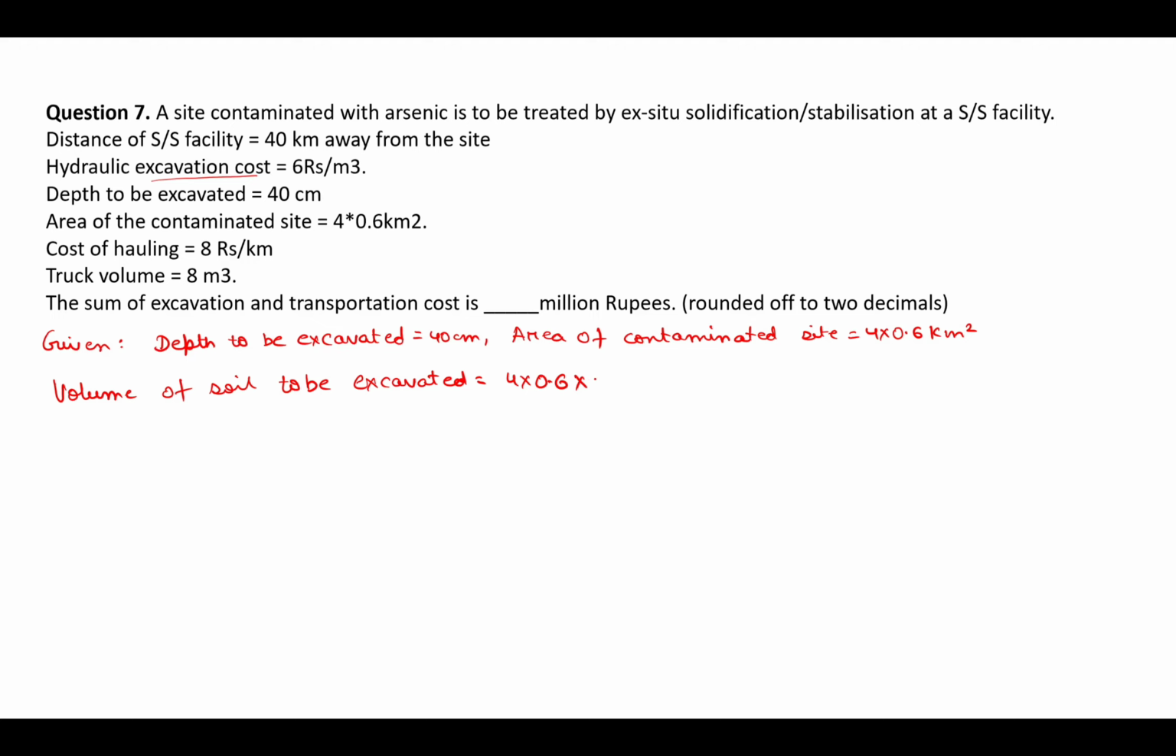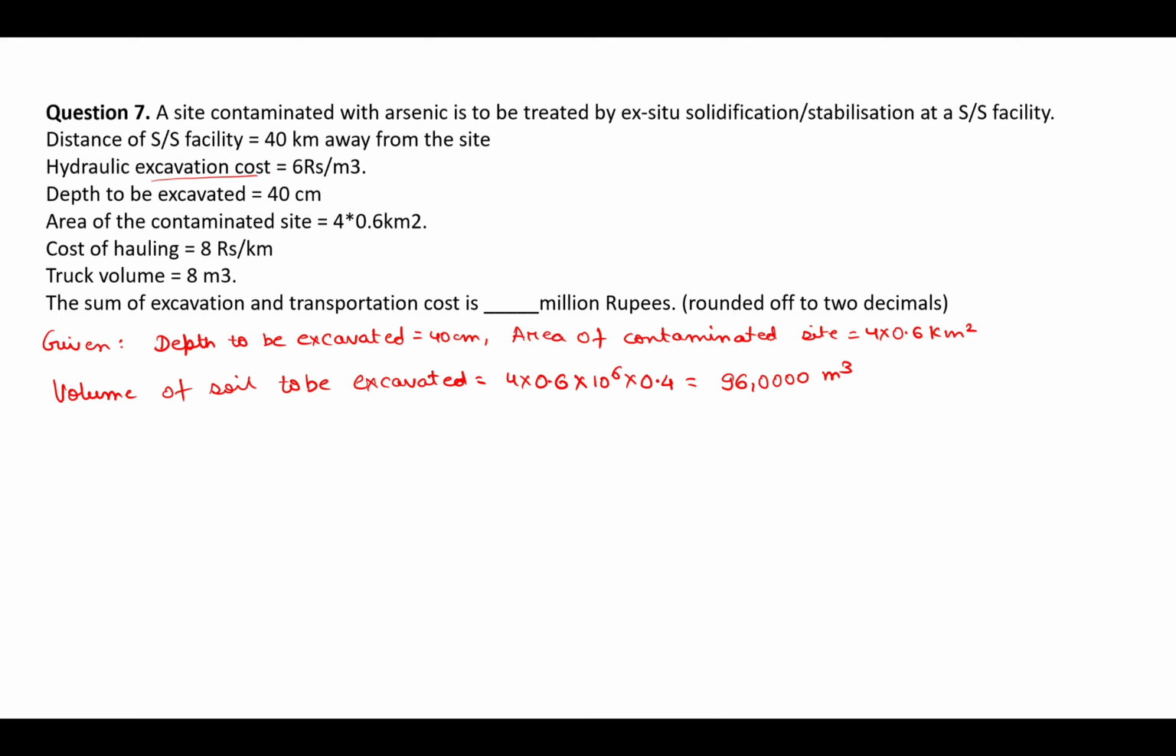So to convert kilometer square to meter square, we will multiply by 10 raised to power 6. And then we have the depth as 40 centimeters. So again, to convert it into meter, we will divide by 100. So it will be 0.4. So the value which we are getting is, so this much meter cube.